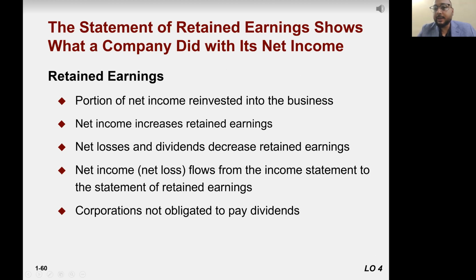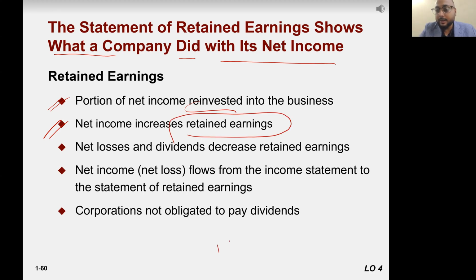Now, second is retained earning. So the statement of retained earnings shows what a company did with its net income, whether it distributed all to its owners or retained some portion with itself and distributed the rest, or just doesn't distribute anything, kept all the stuff with itself. So it is the portion of net income reinvested in the business. So when net income increases, the retained earnings increase, of course.